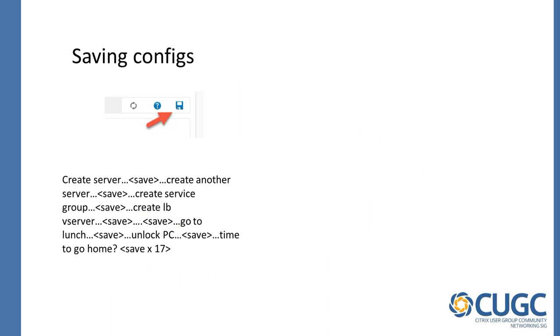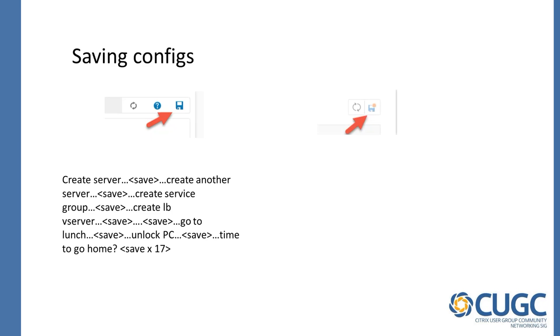Saving configs. This is actually really cool. So in the past, if you've been a NetScaler engineer for a long time, I'm sure at some point you have been burned where you forgot to save your config. So I've gotten in the habit of just clicking save continuously. Like after every little thing I do, I go and save, and it's grown to become kind of ridiculous. But it actually makes sure that I have my config saved.